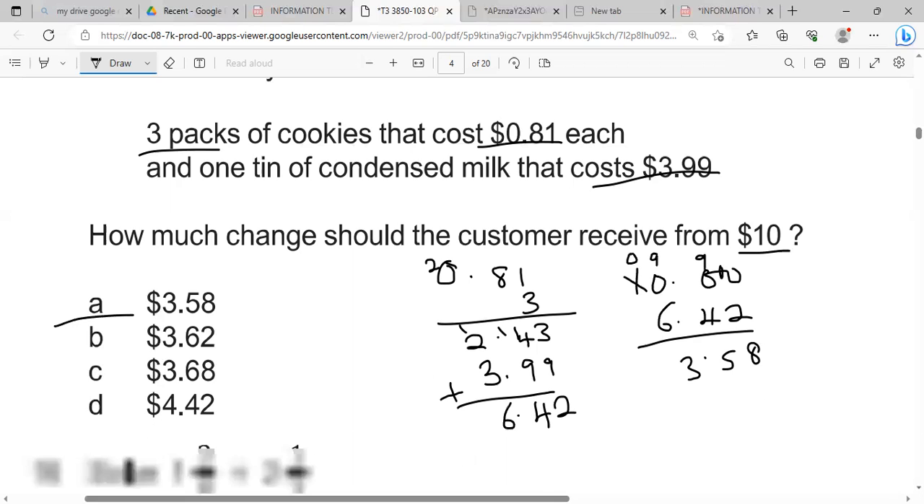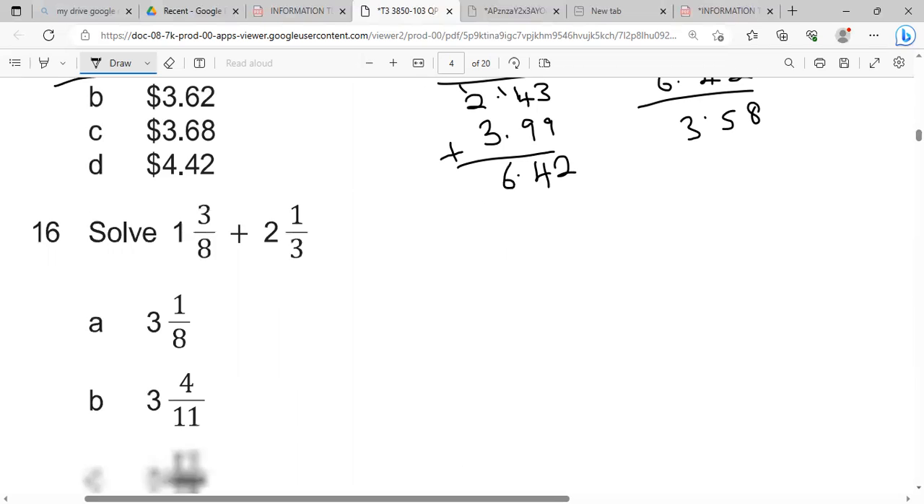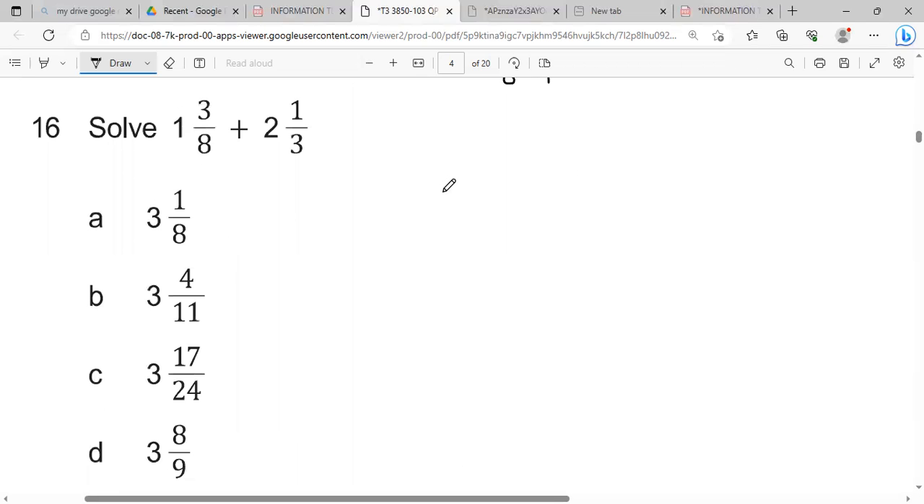All right, let's move to number 16. Fraction. It says solve 1 and 3/8 plus 2 and 1/3. I'm gonna do it the long way. So 8 times 1 plus 3 is 11 over 8. 3 times 2 plus 1 is 7 over 3.